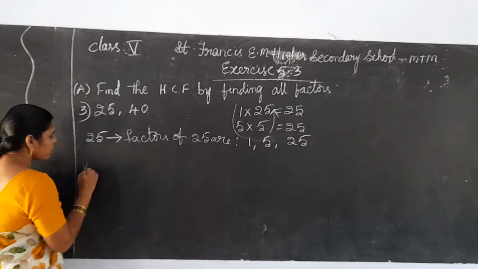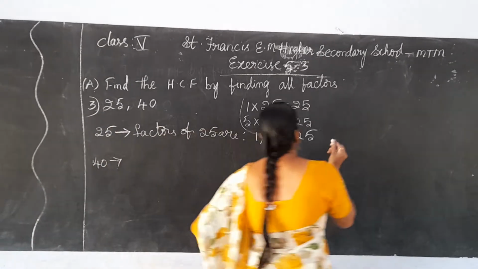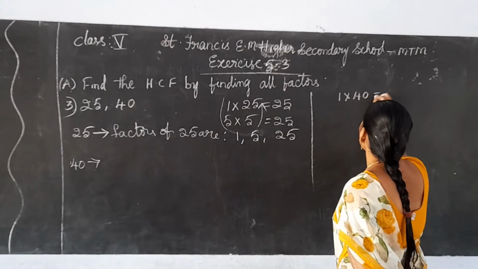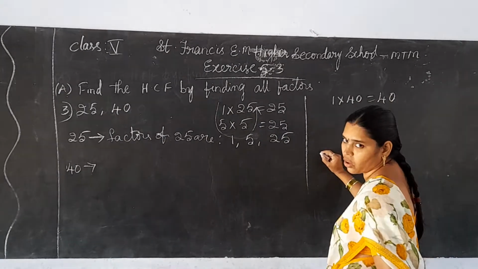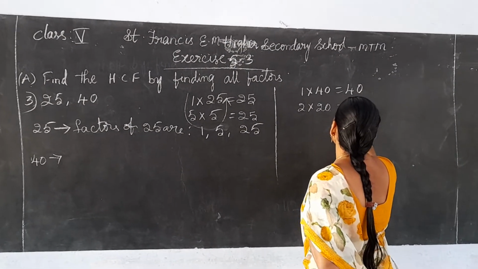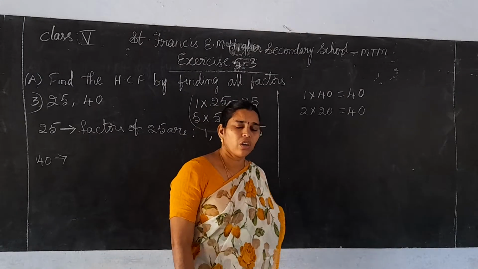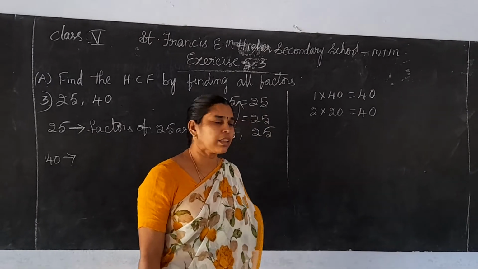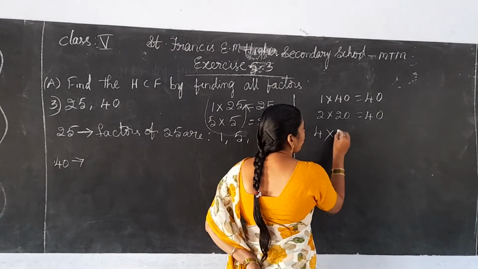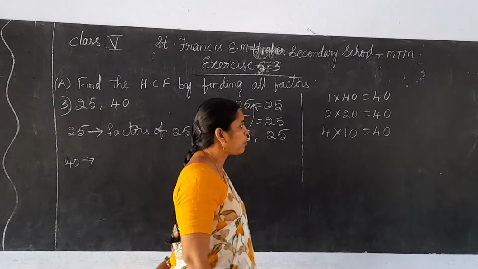Now I will write the factors of 40. See, 1 forties are 40. Now 2 table will go. 2 twenties are 40. 3 table will not go because 4 plus 0 is 4, and 4 is not divisible by 3. Now 4 table will go. 4 tens are 40. Right? 5 table will go.